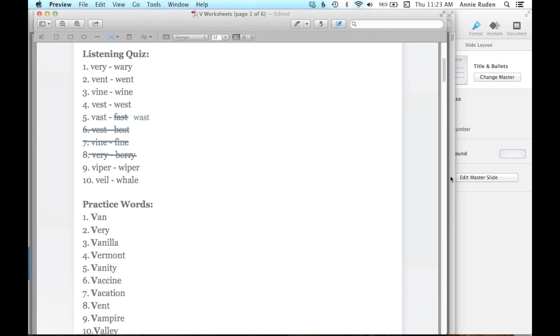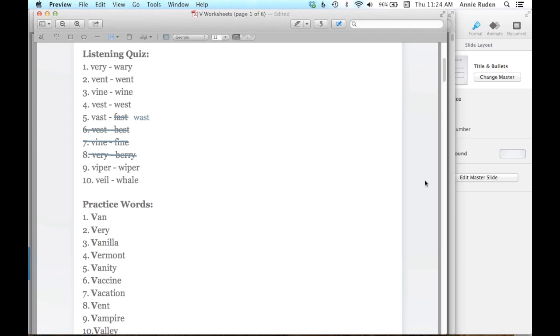Okay, and number ten, let's do whale, whale, whale. Second. So what is it? Second one, yep, whale. So the first one is veil, veil. So let me contrast. Veil, whale, veil, whale.